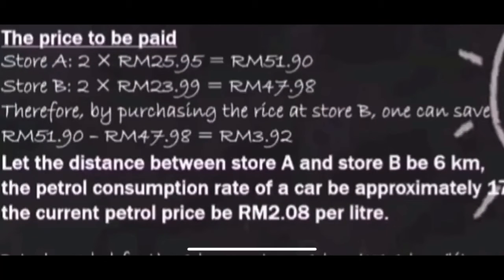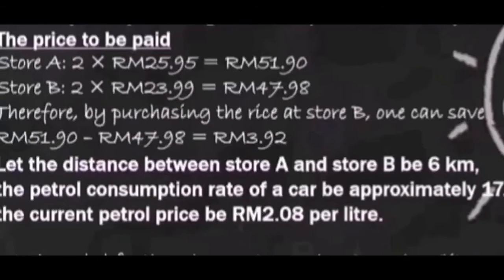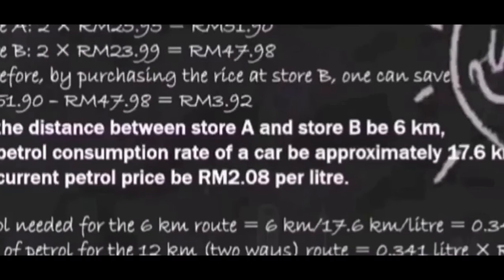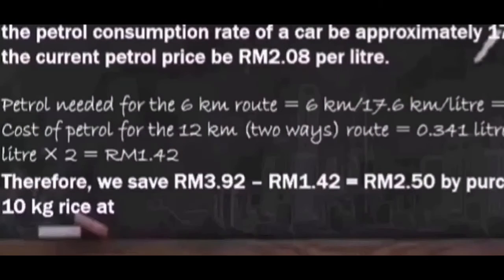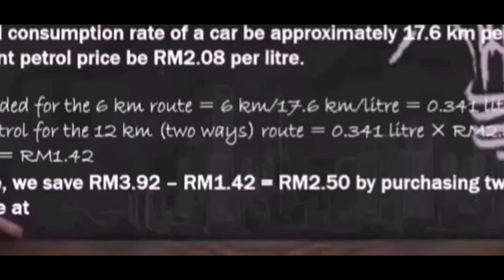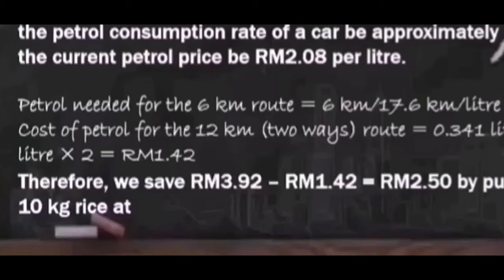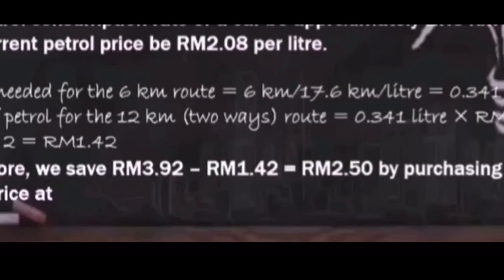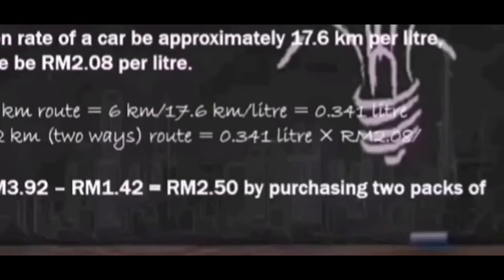Then, we can let the distance between Store A and Store B be 6 km. The petrol consumption rate of a car can be approximately 70.6 km per liter. The current petrol price be 2 ringgit 8 cents per liter. Petrol needed for the 6 km route is equal to 0.341 liter. Cost of petrol for the 12 km two-way route is equal to 1 ringgit 42 cents. Therefore, we can save 2 ringgit 50 cents by purchasing 2 packs of 10 kg rice at Store B.